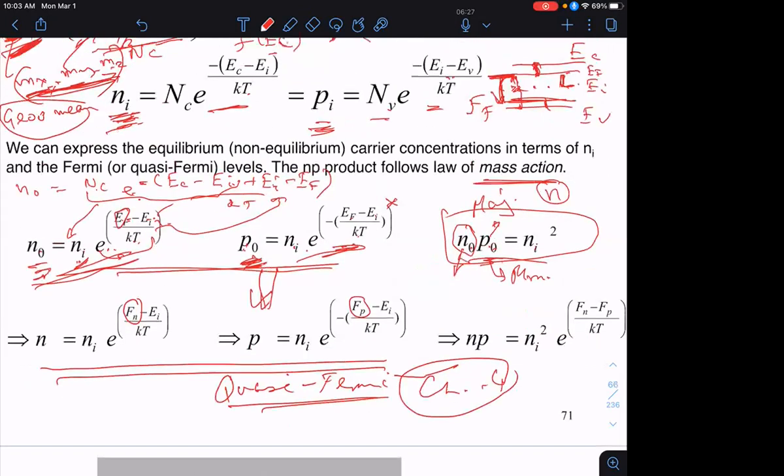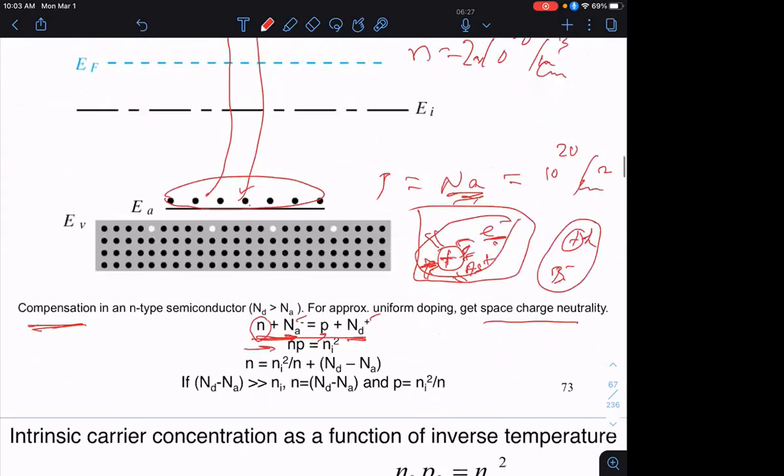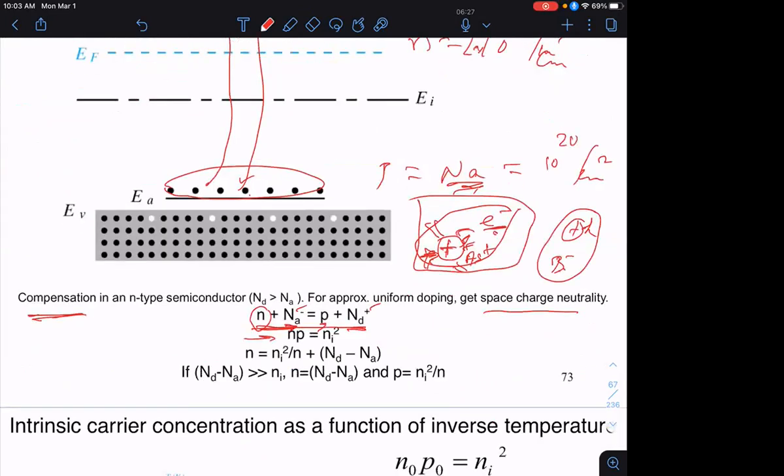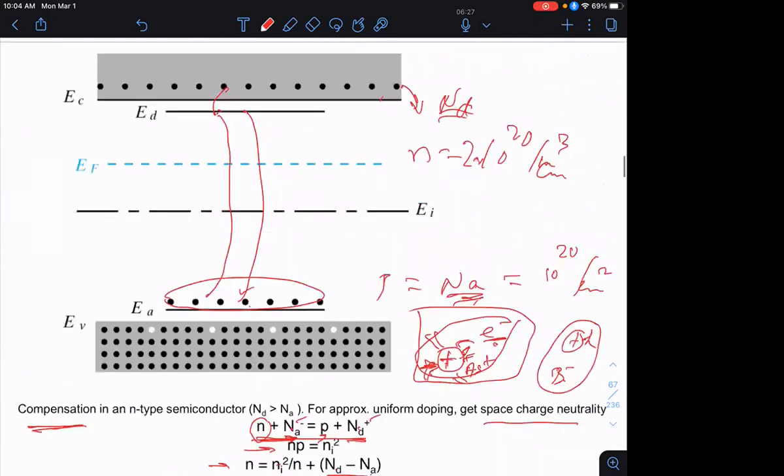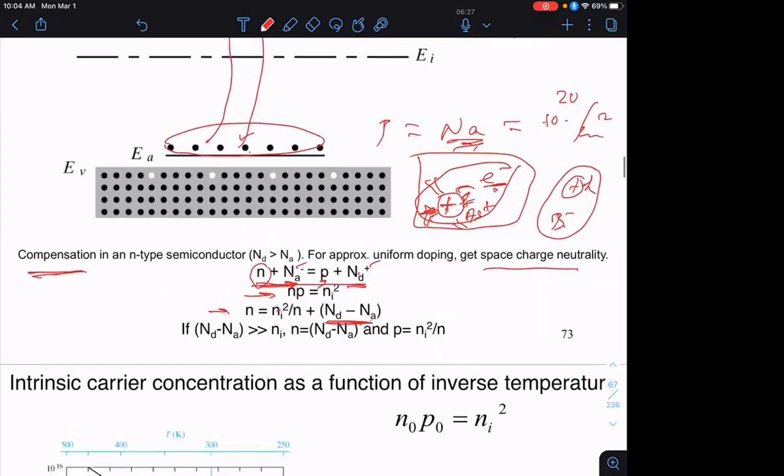So the NP product equals Ni squared, so that you can get a quadratic equation either in terms of N or P. So if I want to work in terms of N, for example, I can then write N equal to P, which is Ni squared over N, plus I bring this over to the right-hand side. So that's the net donor concentration in excess of the acceptor concentration. So in this particular example, I had 2 times 10 to the 20 donors. That was my ND, and 1 times 10 to the 20. So ND minus NA would also be equal to 10 to the 20. So that's this term over here.